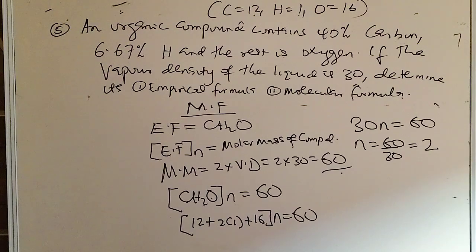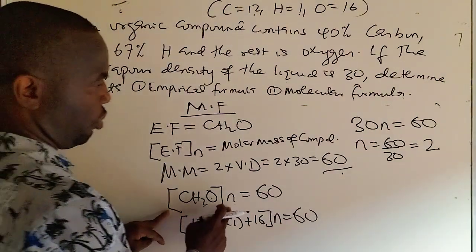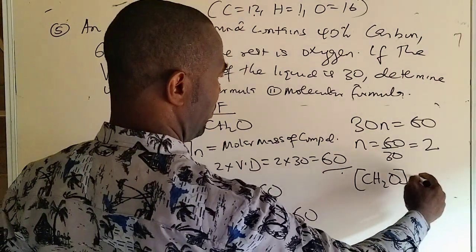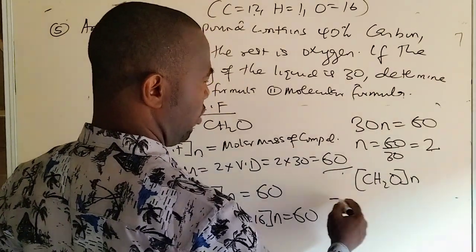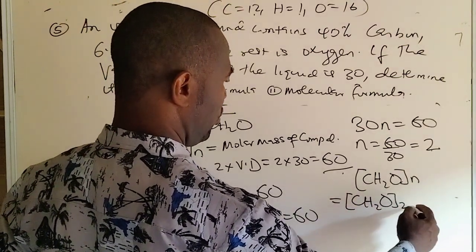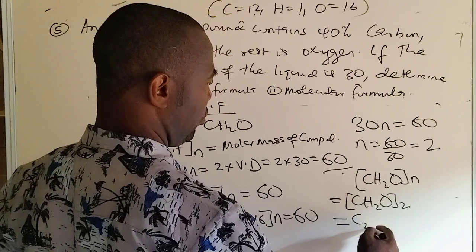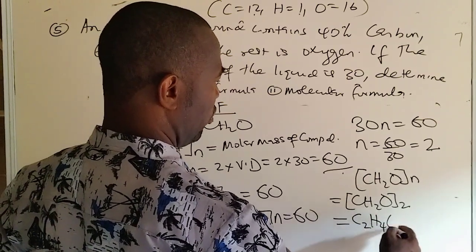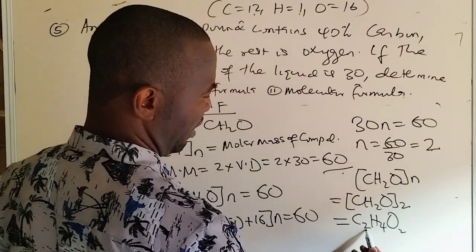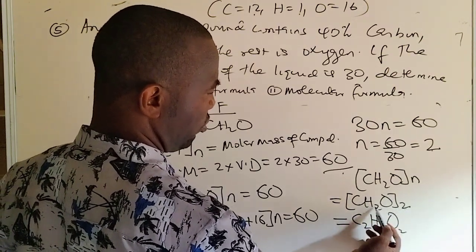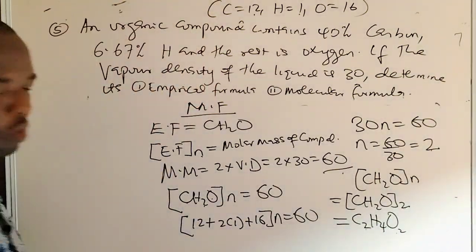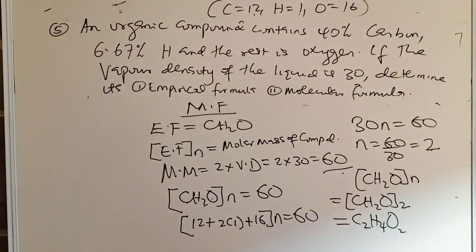So when you have done that, we now go back to this expression, CH2O, and replace N with 2. We now have CH2O multiplied by 2, which gives you C2H4O2. 1 carbon times 2, bring the 2 down as subscript; 2 times 2 gives you 4; 2 times 1 here gives you 2. So this is the molecular formula of the compound.